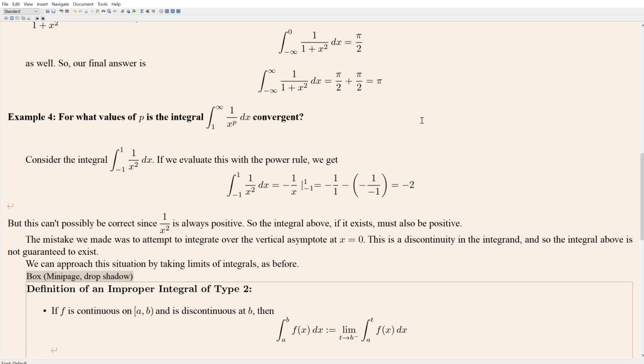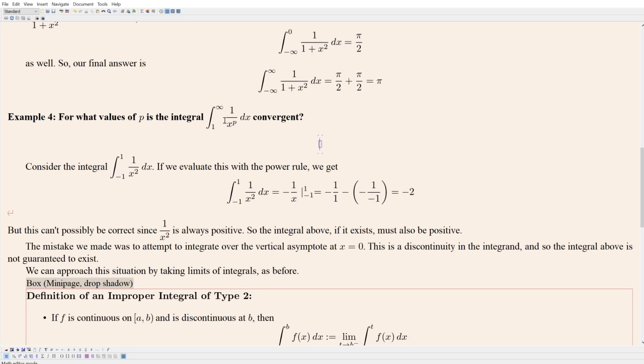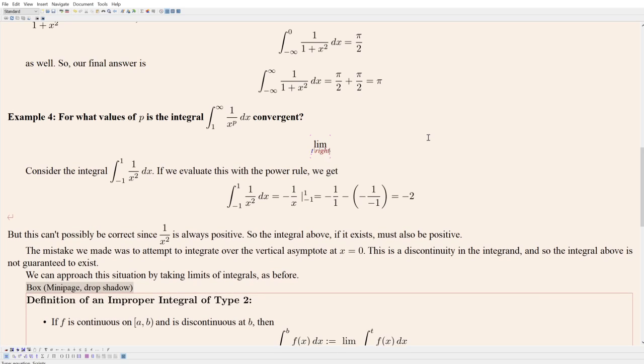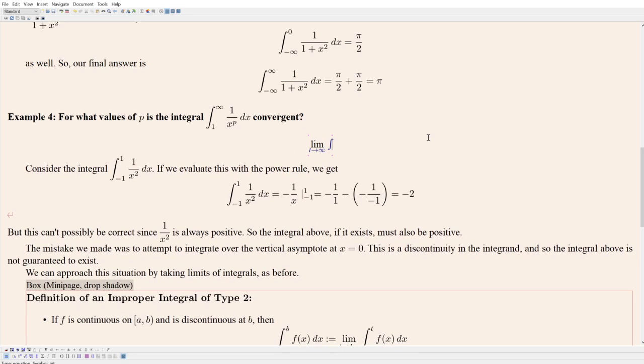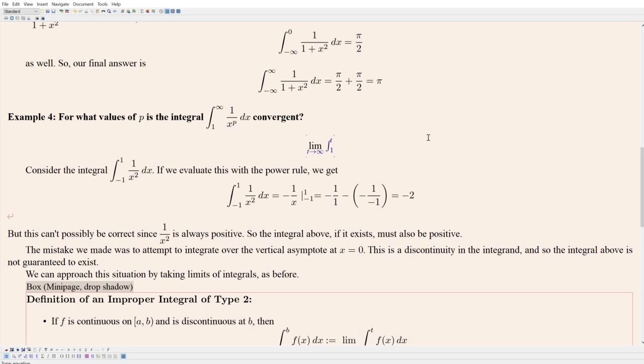And this is going to be a result which is worth remembering because it's going to come up later in the course as well. So we can anti-differentiate this. Let's turn this into a limit. This is the limit as t goes to infinity of the integral from 1 to t of x to the negative p. So we are assuming that p can take on any real number value.